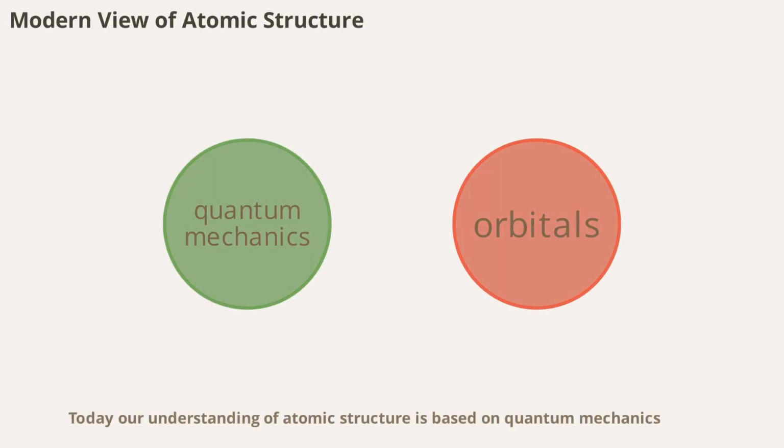Today, our understanding of atomic structure is based on quantum mechanics. Electrons are no longer seen as particles moving in fixed orbits, but as existing in regions of probability called orbitals. The modern view incorporates the principles of wave mechanics and uncertainty, providing a more accurate and comprehensive description of atoms. This quantum model explains the behavior of all elements, not just hydrogen, and has become the foundation of modern chemistry and physics.